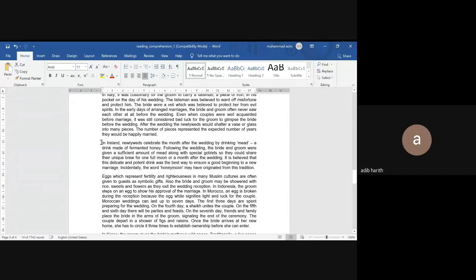In Ireland, newlyweds celebrate the month after the wedding by drinking mead, a drink made of fermented honey. Following the wedding, the bride and groom were given a sufficient amount of mead along with special goblets so they could share their unique brew for one full moon, or a month after the wedding. It is believed that this delicate and potent drink was the best way to ensure a good beginning to a new marriage.